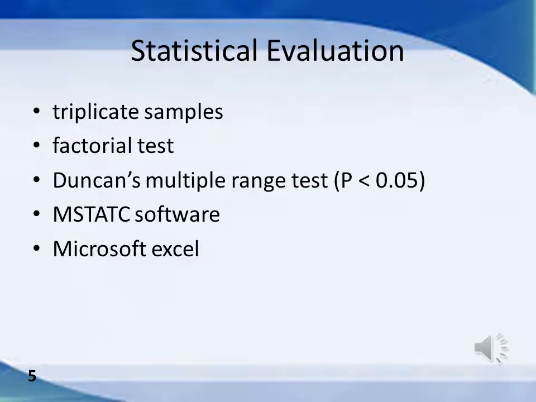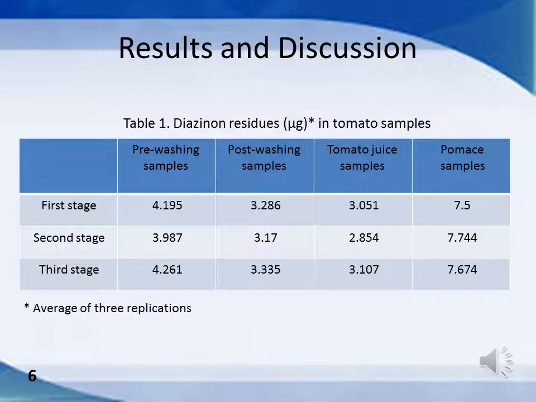We performed the analysis on triplicate samples and the results were statistically analyzed by factorial test. The significant means were subjected to analysis by Duncan's multiple range test, and we used MSTAT-C software for calculation and Microsoft Excel for charting the results. You can see the amounts of diazinon residue measured in all samples in Table 1.